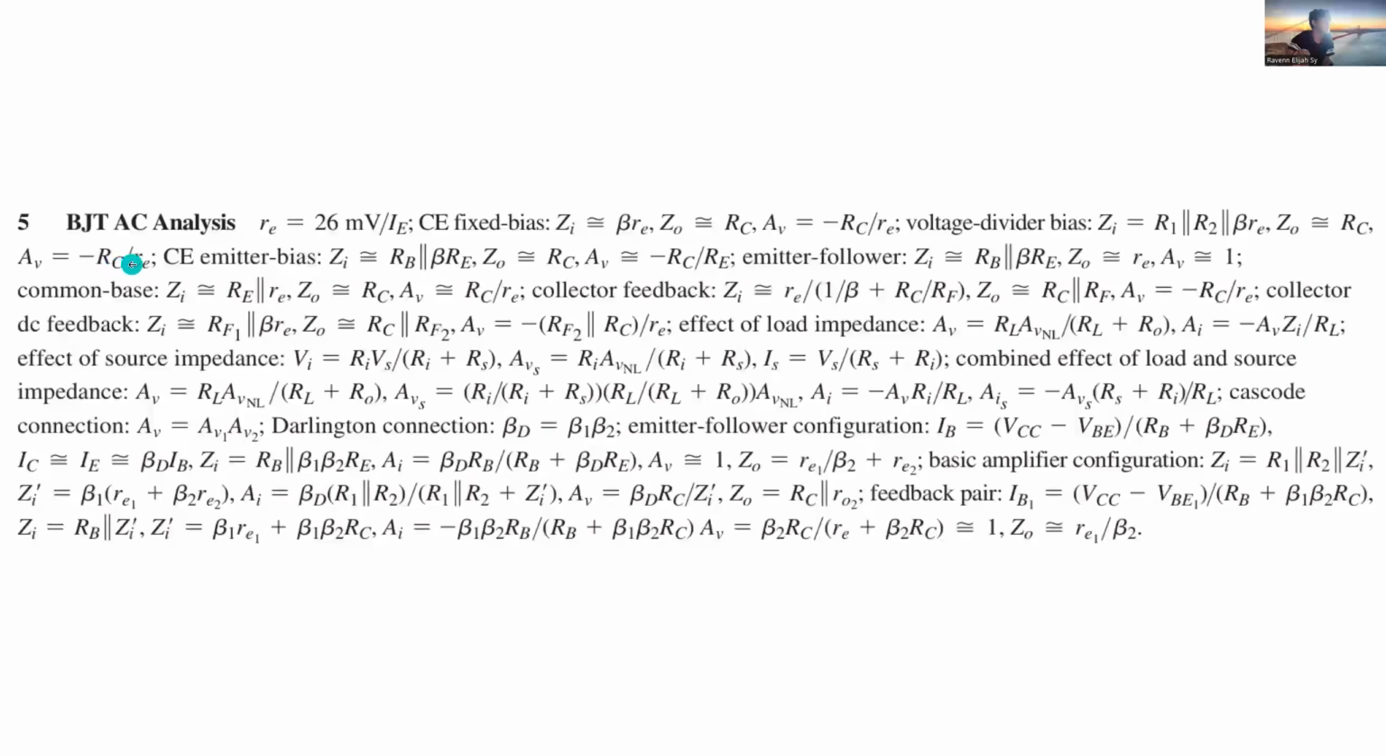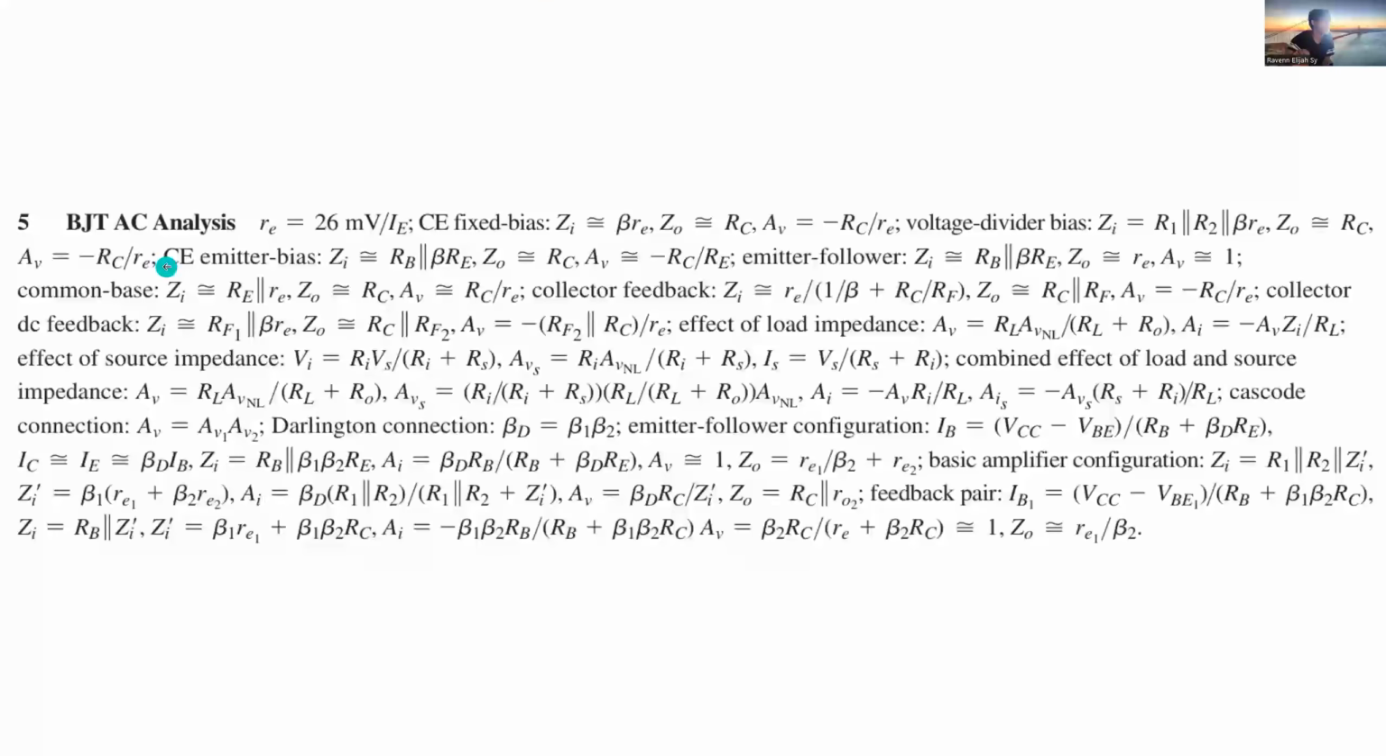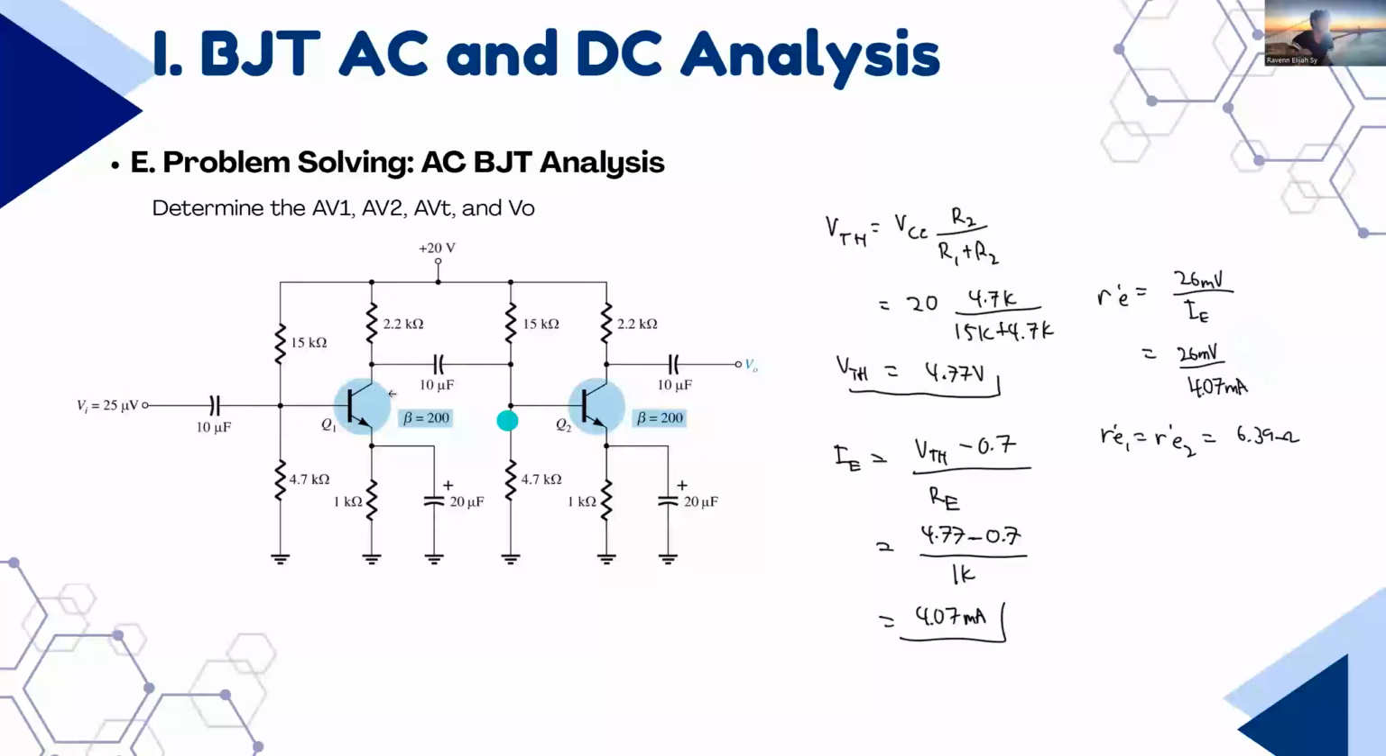So how do we get RC? It is already there. RC is 2.2 kilo ohms. How do we get RE? RE is 26 millivolts over IE. Okay, so we need IE to get the small RE. So how do we get IE? We simply use the approximate solution like we did before. VTH is equal to VCC times R2 over R1 plus R2. Then we apply the values: 20 is the VCC, and this is the R2. Then we get VTH of 4.77 volts.